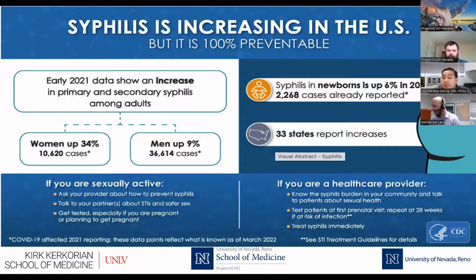Syphilis in newborns, which is pretty tragic, is up 6% in 2021 with 2,268 cases already reported. And 33% of states report an increase in cases. Now, this is really, really important because once the baby is born with syphilis and they have damage because of it, you really can't fix that. So the whole idea of it is preventing the mother from getting syphilis infection. If she does get syphilis infection, treat them in a timely manner to prevent damages to the baby.